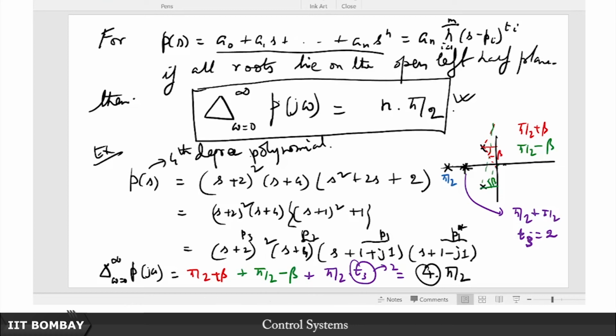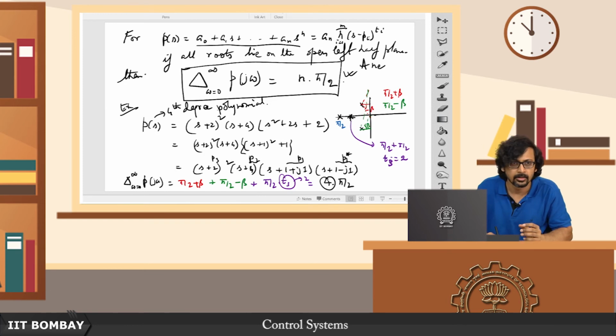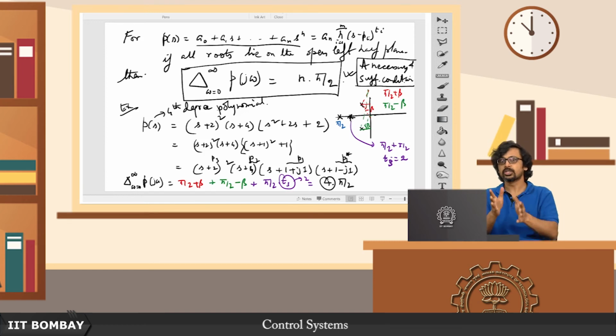So, this condition on the phase, the monotonic increase of the phase from 0 to n pi by 2 for an nth degree polynomial with real coefficients, is both a necessary and sufficient condition. And we love this. Why? Because now this gives us a handle, an alternate way to check if the roots of a polynomial are in the left half plane without ascertaining where exactly those roots are. So, short of finding the exact locations of those roots, we now have some sort of a handle over this.